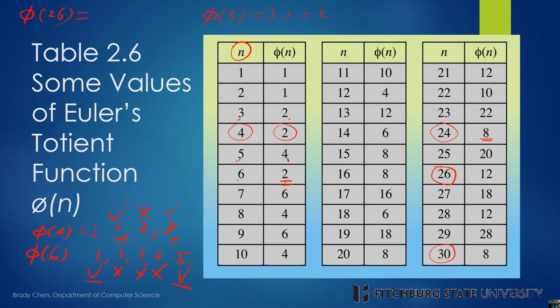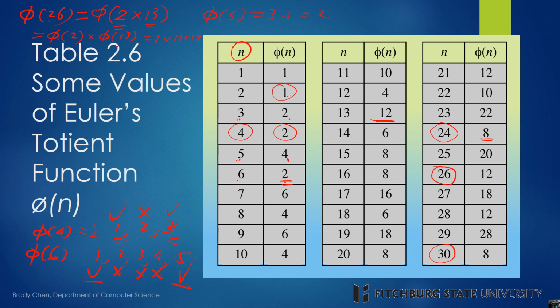Remember, in the previous slide, we showed that I can factor 26 as 2 times 13. Now, 2 is a prime number, 13 is a prime number, so phi of 26 is phi of 2 times phi of 13. Now, what is phi of 2? It's 1. What is phi of 13? Because 13 is a prime number, phi of 13 is 13 minus 1, 12.